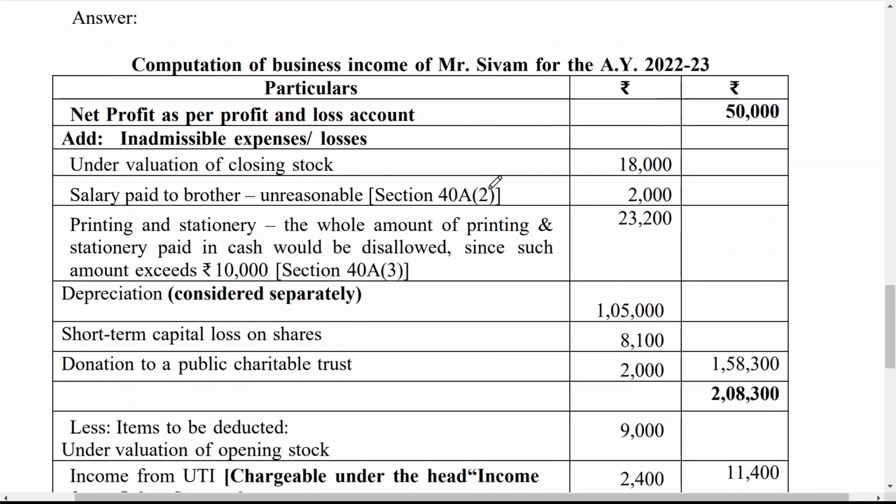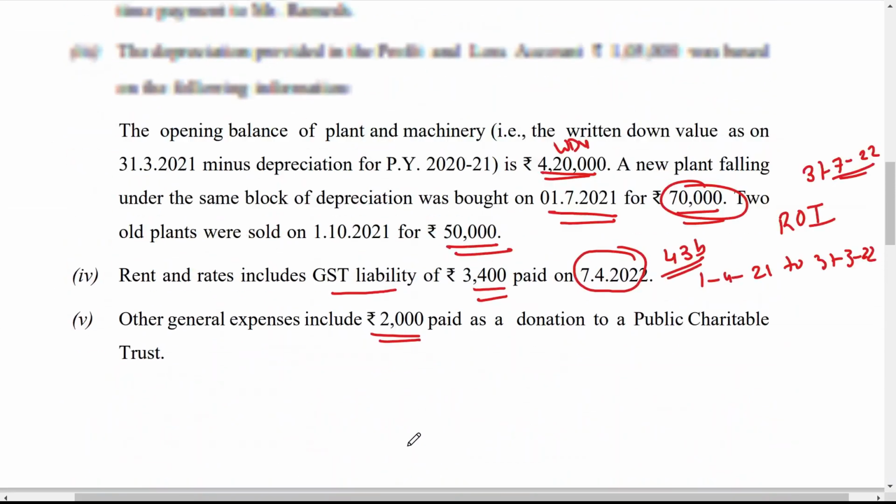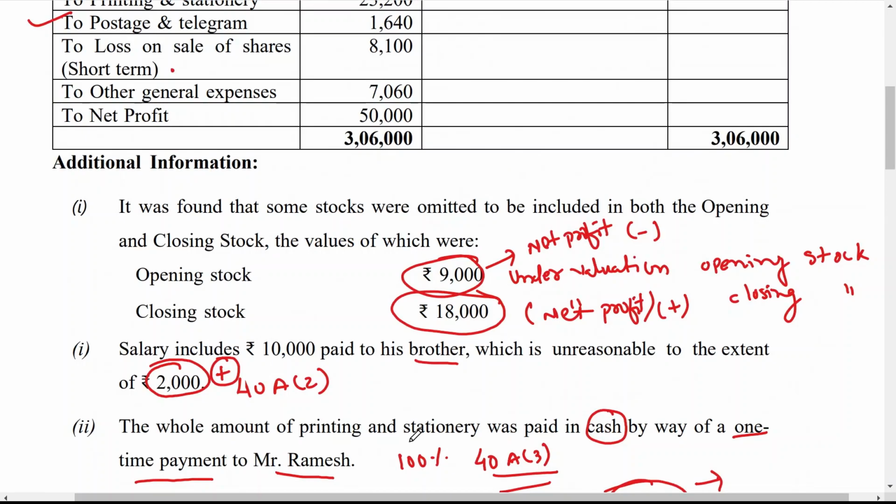We have studied the example thoroughly. Now on the basis of that, we will solve the example very quickly and in a very easy manner. Computation of business income of Mr. Sivam for the assessment year 2022-23. Now, particulars, inner column, outer column: net profit as per profit and loss account, 50,000. It is given, that is our starting point of the question, and it is given in the question itself. Here you can see that 50,000 is given.